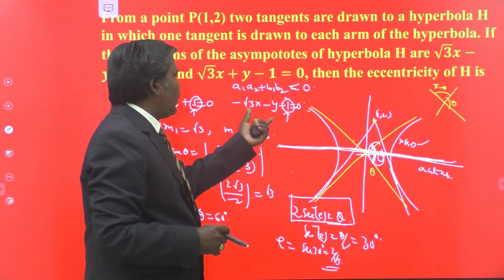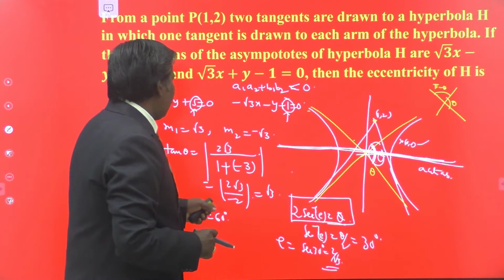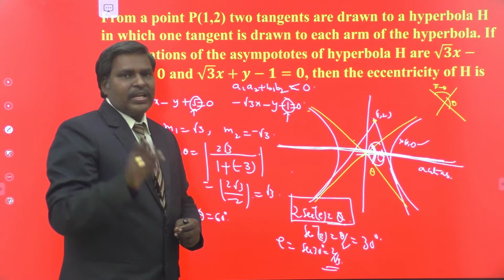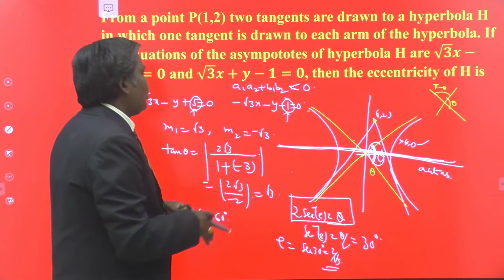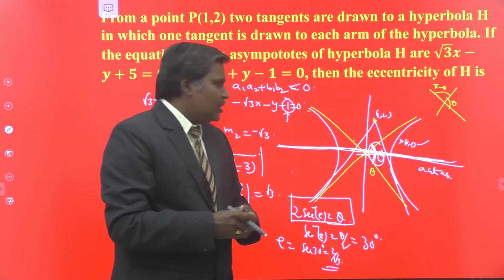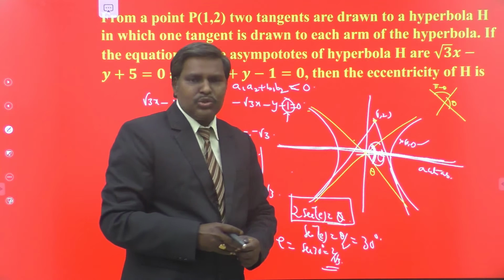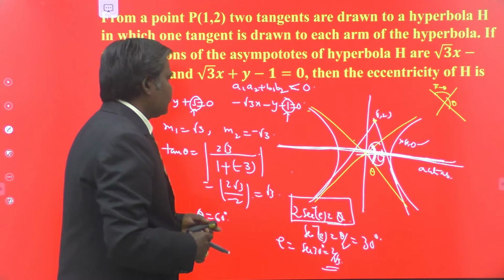So if you have no idea about these angular bisectors, you may get two types of eccentricities. For a single hyperbola, there are no two types of eccentricities. If the hyperbola is fixed, the eccentricity is fixed. So for this problem, the eccentricity is 2 by root 3, my dears. Okay.